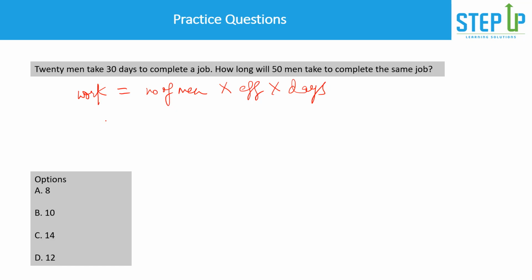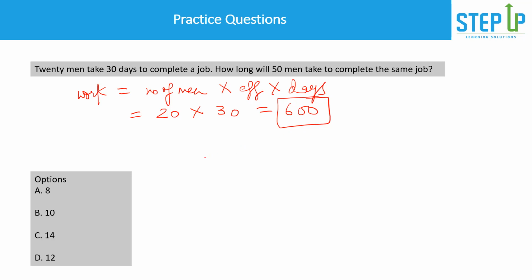So they're saying 20 men take 30 days. They have not mentioned efficiency, so we'll assume efficiency is constant, and let's say 1 is the efficiency. So here, 20 men take 30 days to complete a work, assuming that efficiency of all men is equal, so total work would be 20 men into 30 days. That means total work is nothing but 600, correct? According to this question, how long will 50 men take to complete the same job? Now total work is 600.